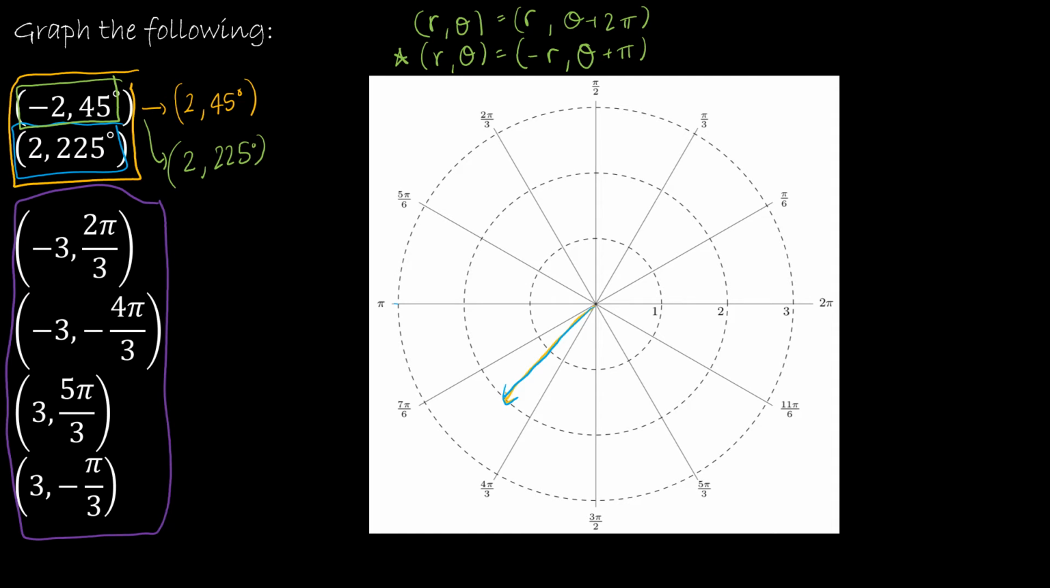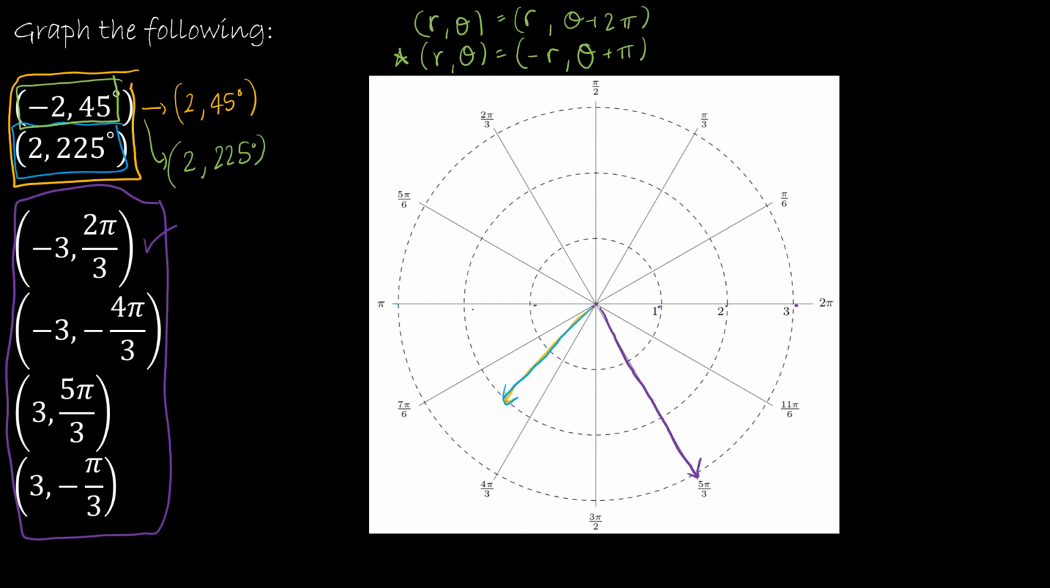(-3, 2π/3). Remember, the way that we did this before is we looked at where (3, 2π/3) would be, which would be right here, and instead we just went in the opposite direction. So this is (-3, 2π/3). Another way you can think of that is, instead of going +3, to actually go -3, and then this would be 2π/3 from there. So that's this point.